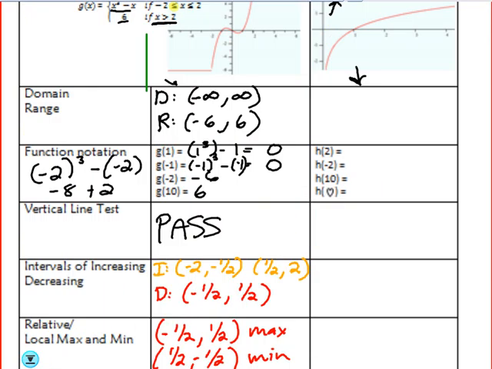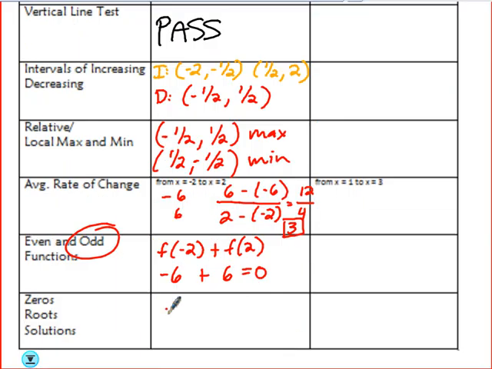Any zeros, roots, or solutions? Yep, it touches 3 times. At x equals -1, x equals 0, and x equals 1. If you want those points, you just put them in coordinate notation: -1, 0; 0, 0; and 1, 0.